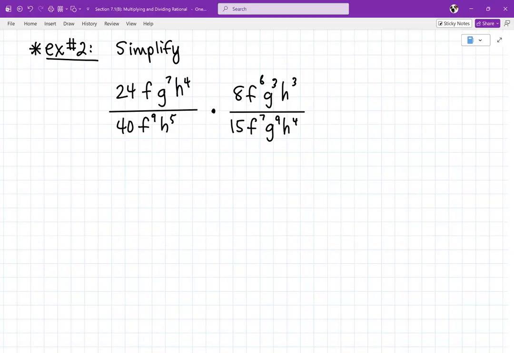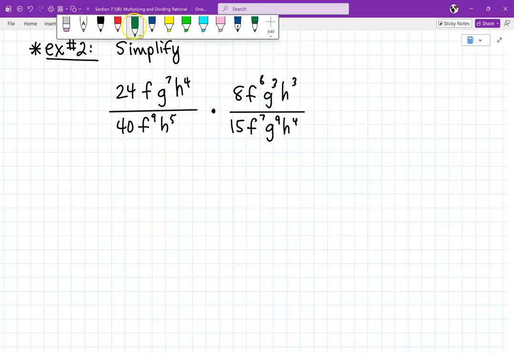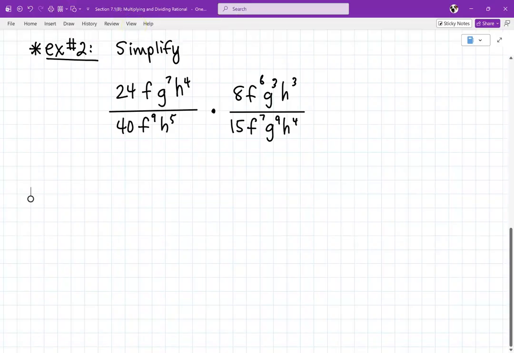So I'm going to have to reduce things, okay? I'm going to start with my numbers first. I right away notice that 8 and 40 can be reduced kind of nicely because 8 times 5 is 40. So this is what I'm going to do. The 8 becomes a 1, and the 40 becomes a 5. Now, is there anything in common between 15 and 24? Is there a number that divides both of them? A 15 and a 24?